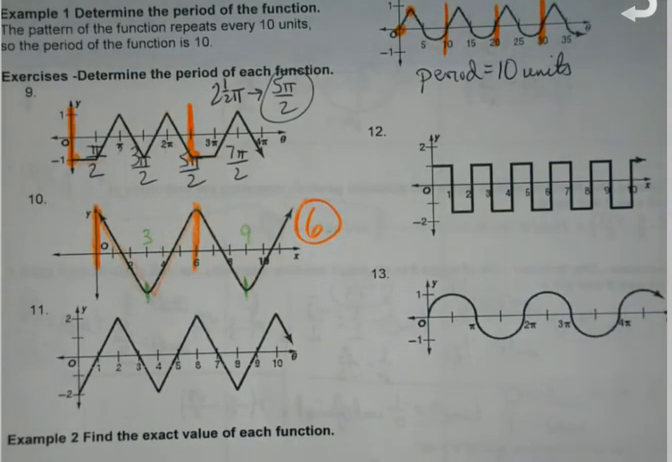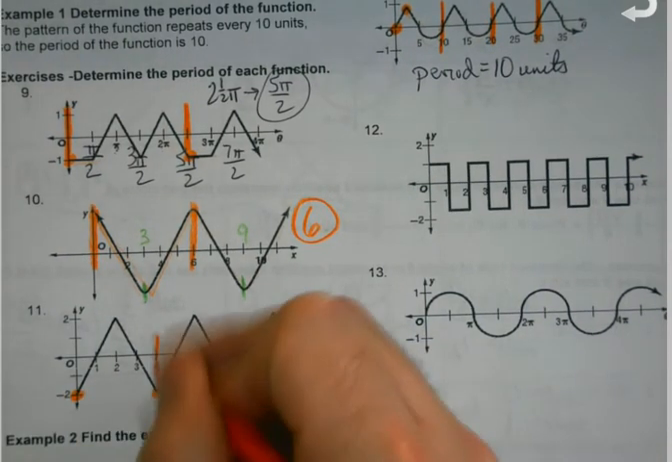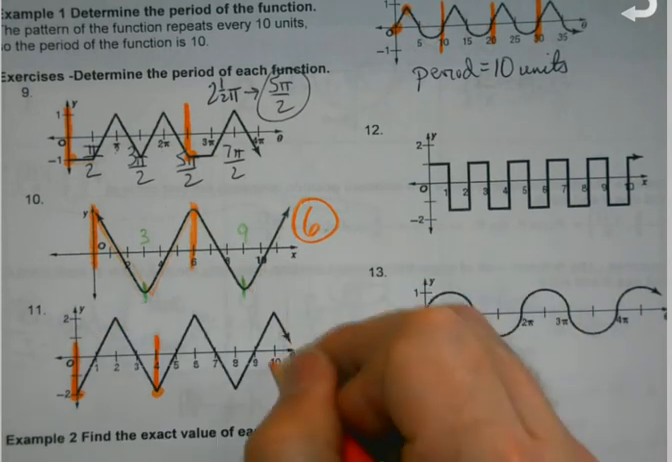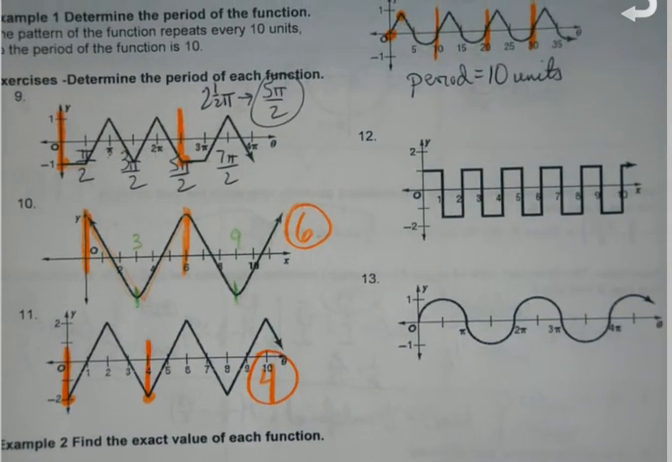What about 11? 4. Start here. Start over again here. My period would be 4. Now, 12, I have to admit, this was not a smart idea on my behalf because we have an issue. Like, what's the issue? Well, let's see. What do some of you possibly think it might be on this one?